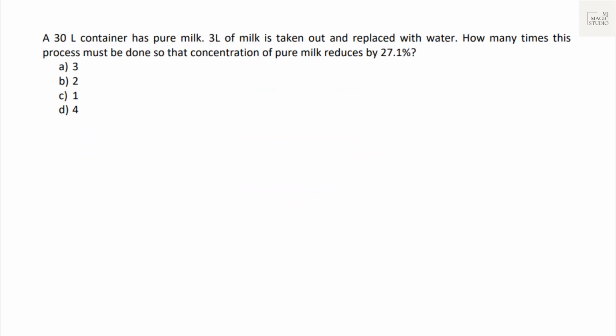Next one on your screen, you know the drill. Interesting question from replacement of mixtures.